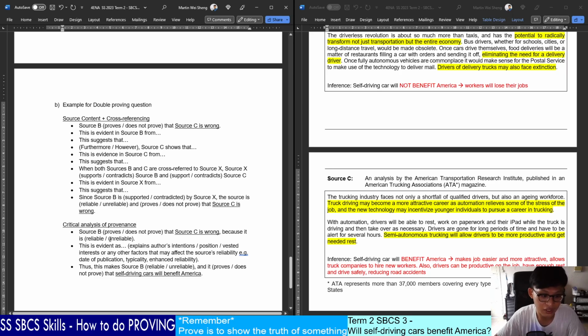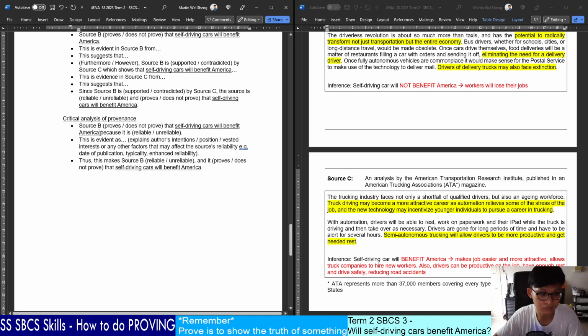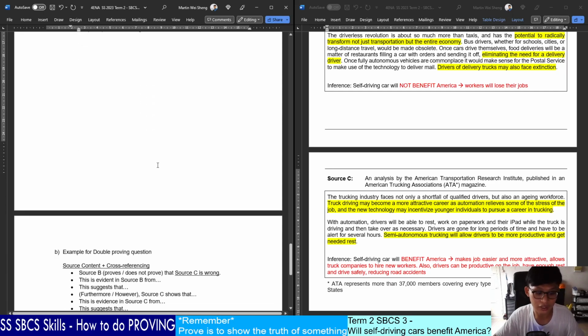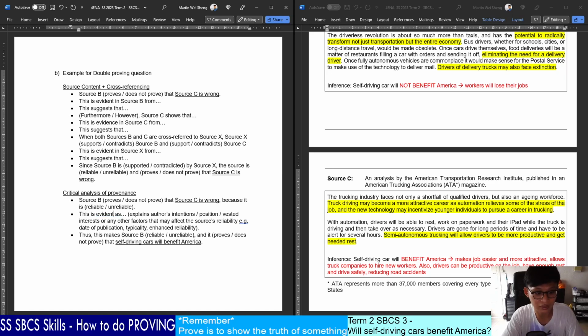Okay, because it is reliable or unreliable. Okay, let me just do a minor edit. Alright. So source B proves that source C is wrong because it is reliable / unreliable. So this is evident. Okay, then you would explain your CAP for source C as source B.